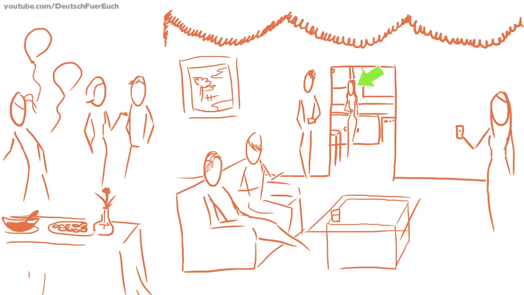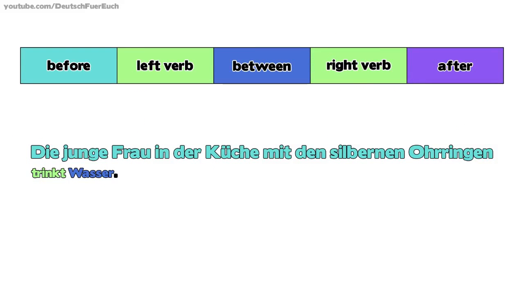So in this case, the construction in der Küche becomes a part of the segment die junge Frau because it needs specification. So all of this is still one segment. We could make it even longer and it would still be one. For example, we could say, die junge Frau in der Küche mit den silbernen Ohrringen trinkt Wasser. It's all one segment because it all relates to the subject, so the young woman.